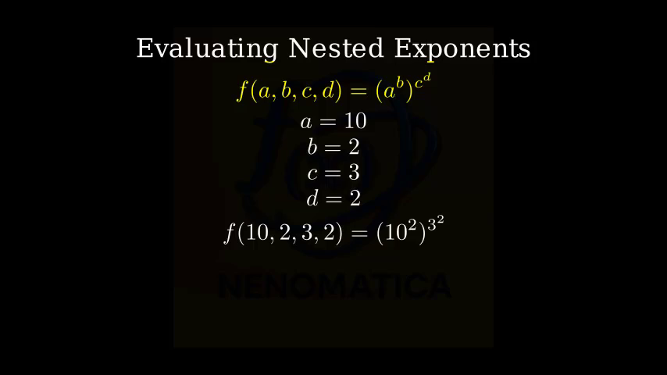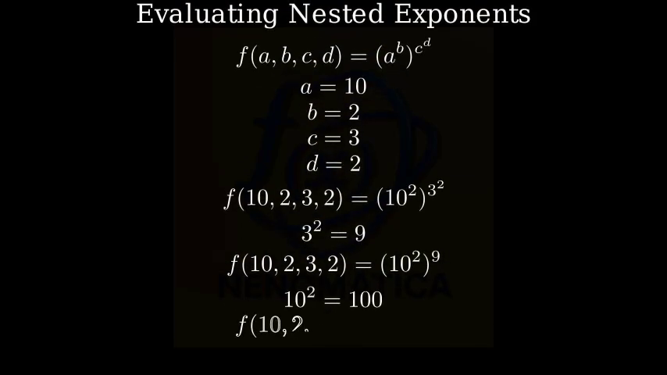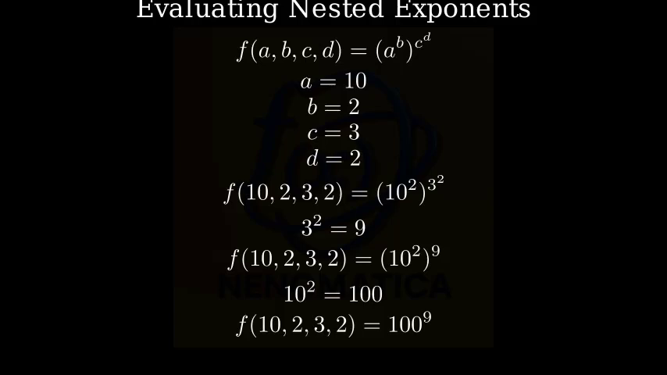Now, let's evaluate this expression step by step. First, we'll calculate the innermost expression, 3 raised to the power of 2, which equals 9. Now we can substitute this value into our expression. We have 10 squared raised to the power of 9. Next, let's compute 10 squared. 10 squared equals 100. Substituting again, we get 100 raised to the power of 9.